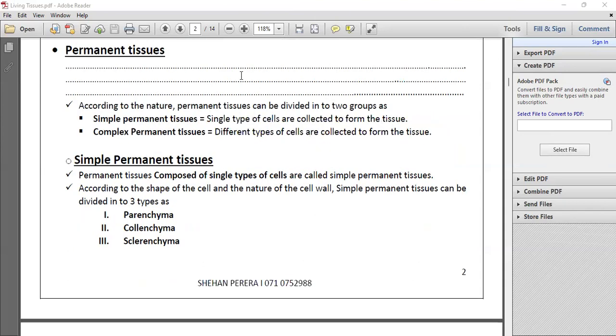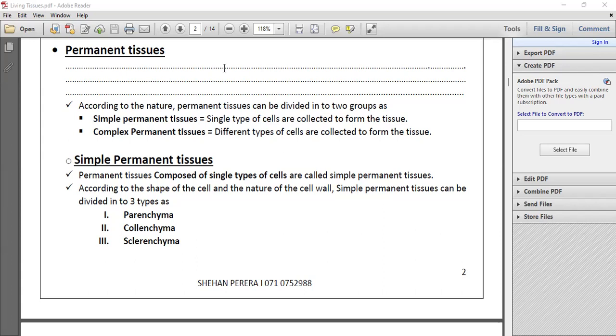Right. Next, simple permanent tissues. Permanent tissues composed of a single type of cells. So now we are going to talk specifically about these two. A simple permanent tissue contains cells which cannot do cell division, and it contains only a single type of cells, the same type of cells. Permanent tissues composed of a single type of cell are called simple permanent tissues. That has to be highlighted.